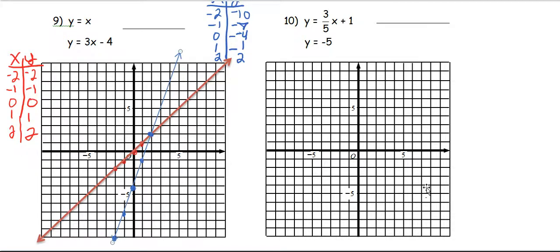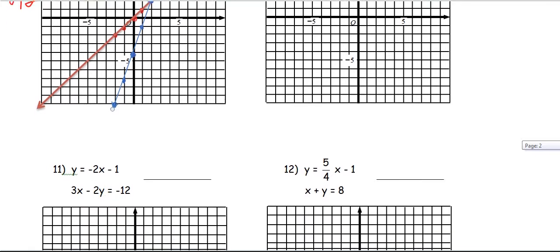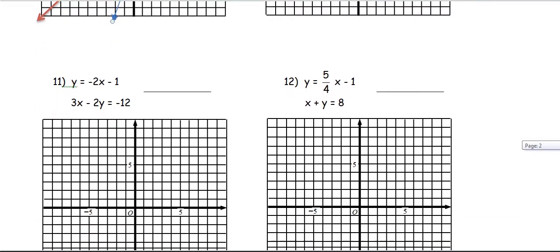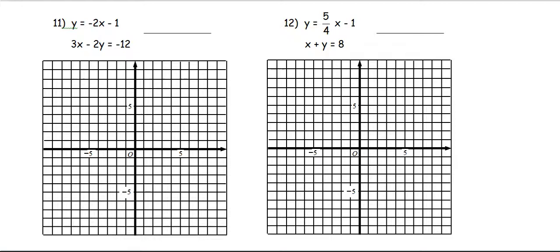Just like that. Alright, so I'm going to ask you to do number 10, and I'm going to scroll down, and let's look at number 11.